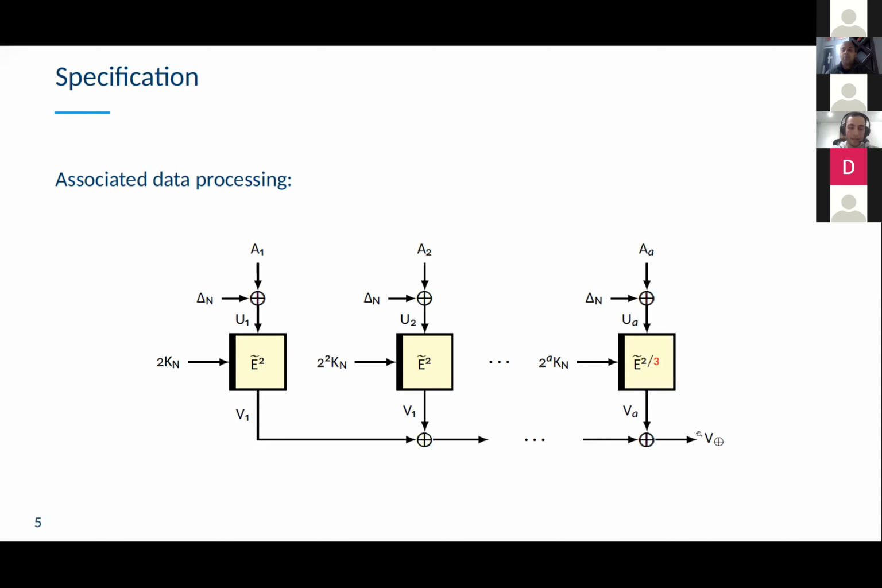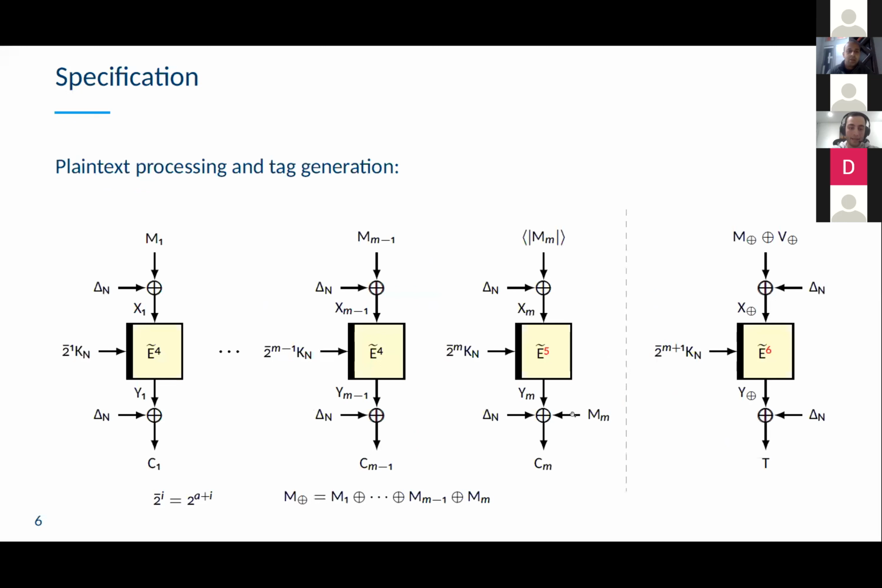And finally, it computes an intermediate state V XOR, which is a checksum of the outputs of the tweakable block ciphers. Next comes the message processing phase. In the message processing phase, until the second last block, it uses the same tweak value 4, and it follows the structure of XCX that is used in OCB: it masks the input, calls the tweakable block cipher, again masks the input with the nonce-dependent mask, and outputs the ciphertext blocks.